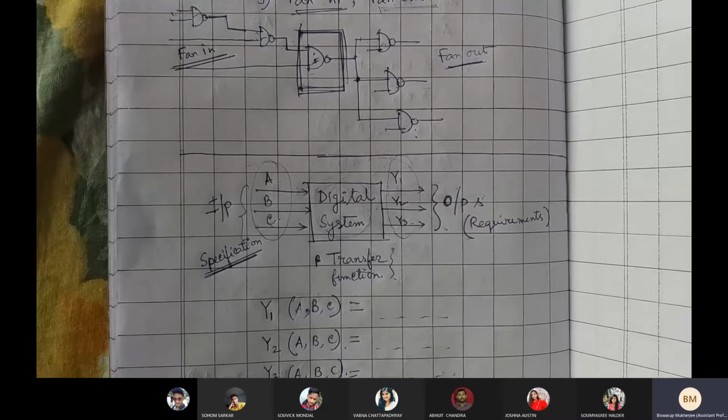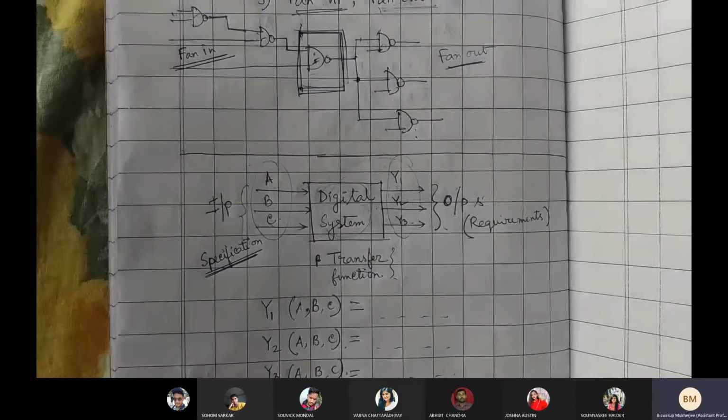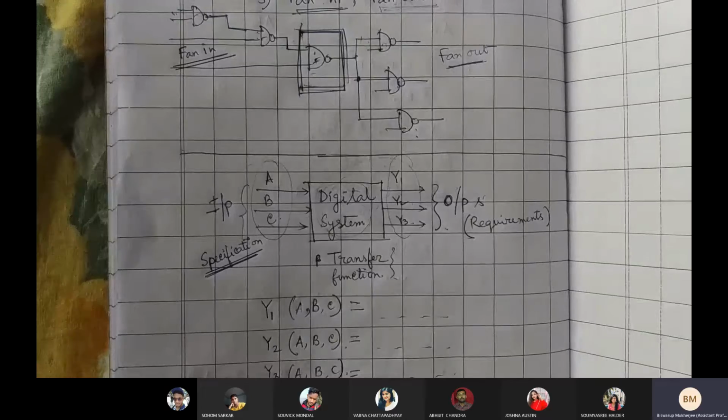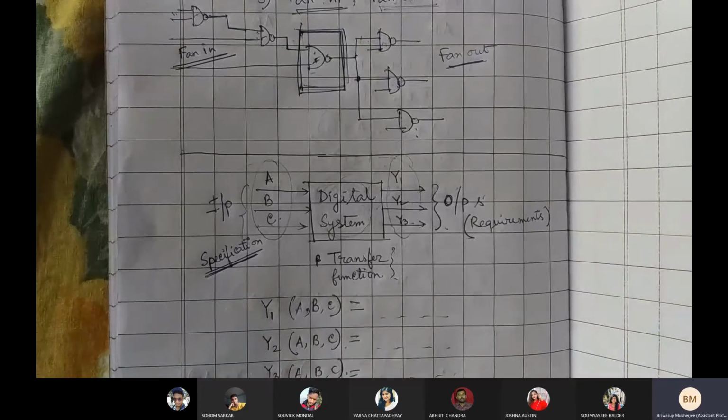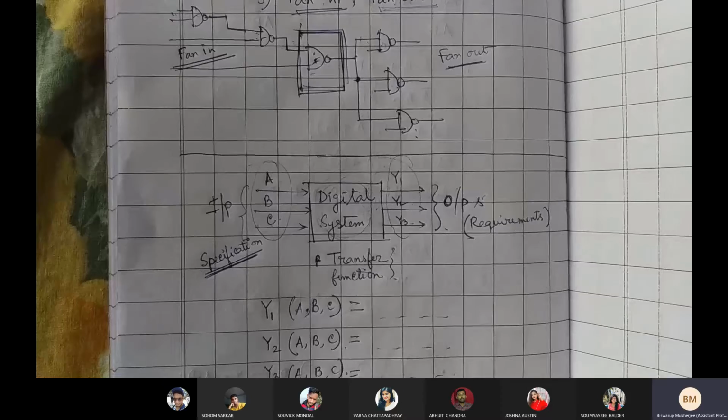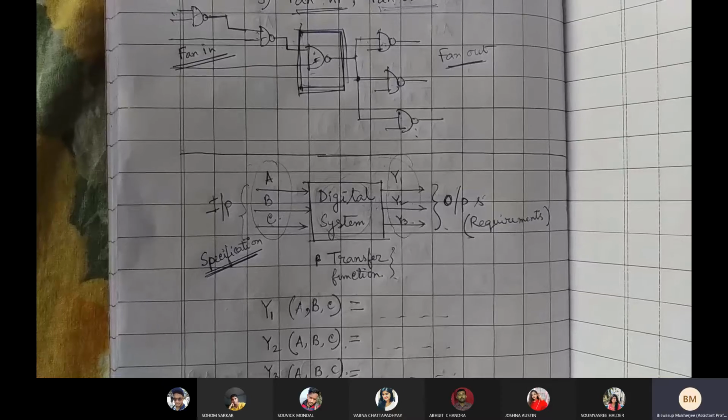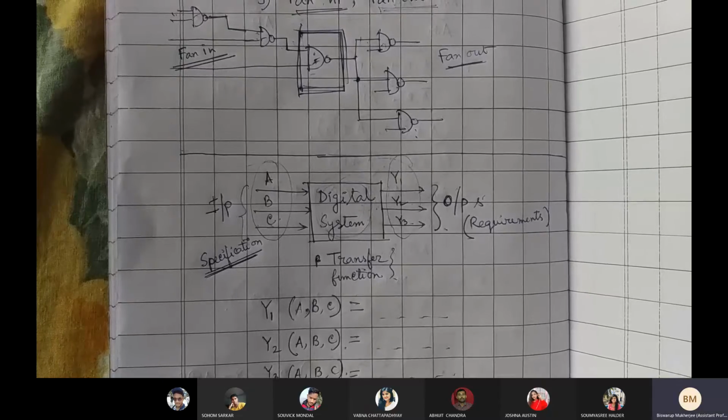If it is matching, then fine, the design is over. If it is not matching, again they need to rethink about the design. So that is the main job of digital system design also. You know what will be my output. The inputs are also known to you.